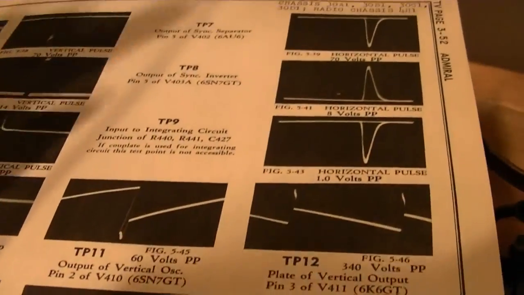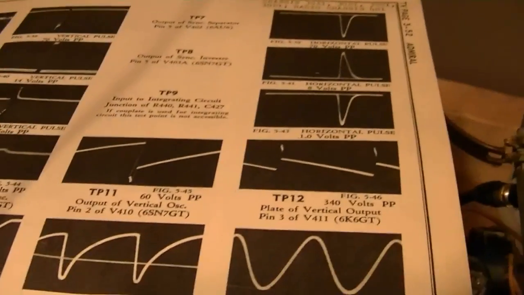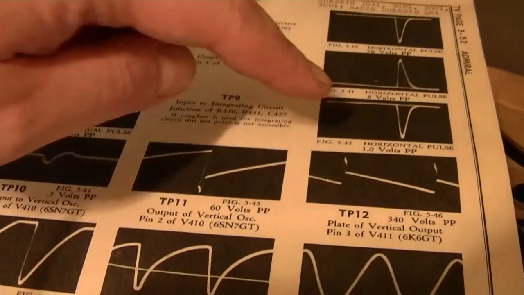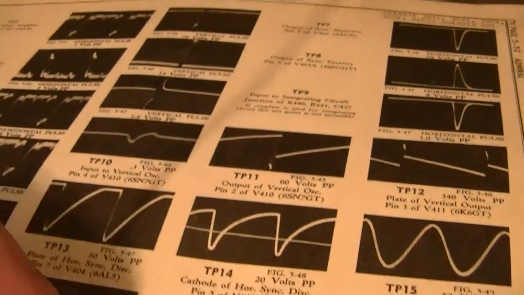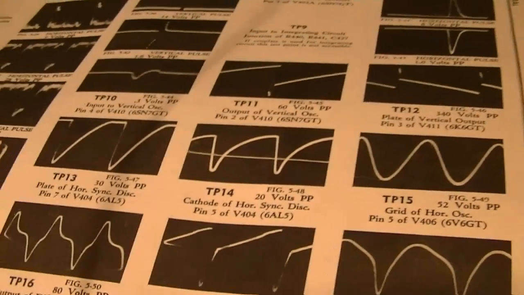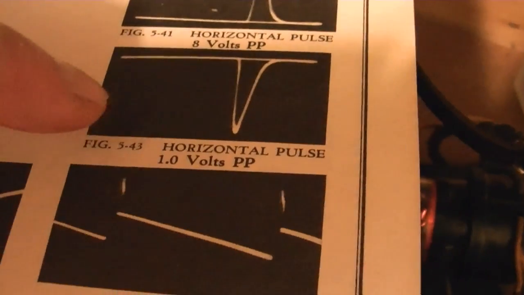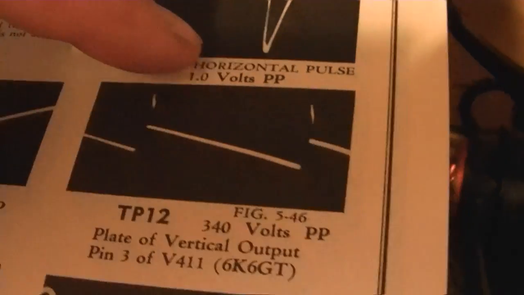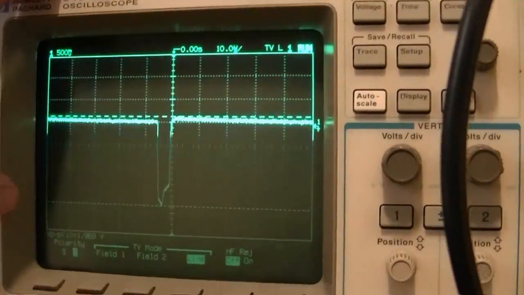Now I'm over at this point looking at the sync circuits, and I've noticed throughout, from the sync pulse to the vertical oscillator to the input to the horizontal output tube, everything is higher than it should be. But going back here, horizontal pulse out of the integrating network, it's based on the incoming signal, it should be 1 volt peak to peak. I've got 2 volts peak to peak.